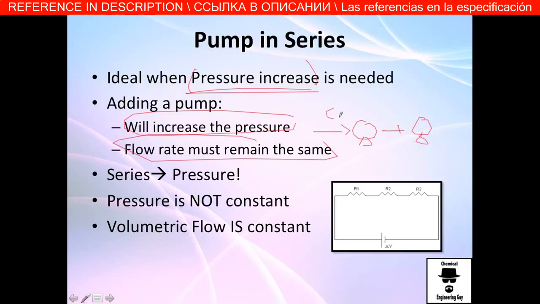The flow rate is the same, and the pressure is going to change because this pressure will be less than this pressure number 2, and this pressure will be less than the final pressure. So as you can see, you are increasing the pressure way more than in the parallel arrangement. So when you arrange in series, you are looking for a pressure increase.